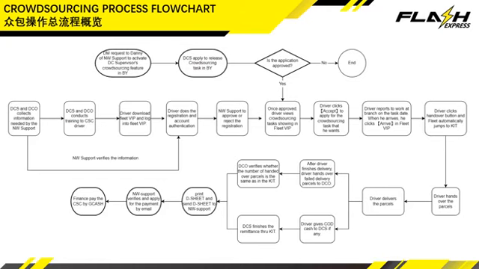Once it is activated, the DC supervisor can now use this crowdsourcing capacity function and apply to release the crowdsourcing task. The question is, is the application approved? If yes, we will move on to the next step. But if not, then that's the end of the process.